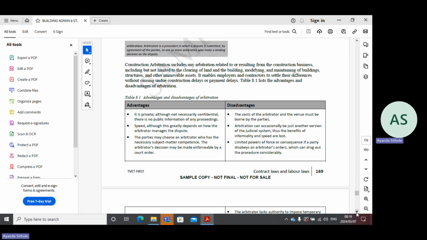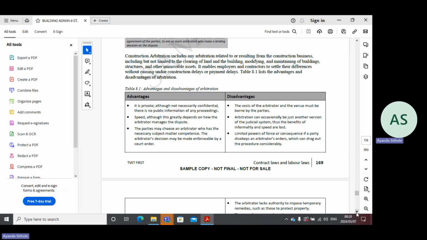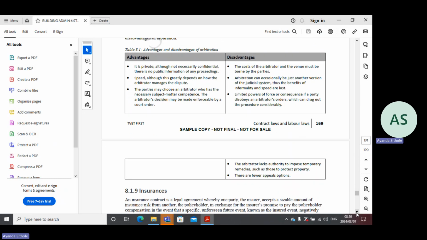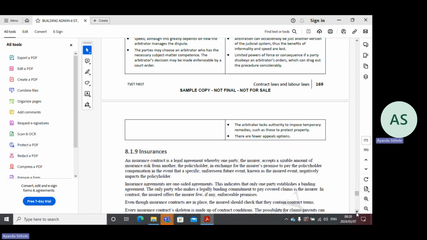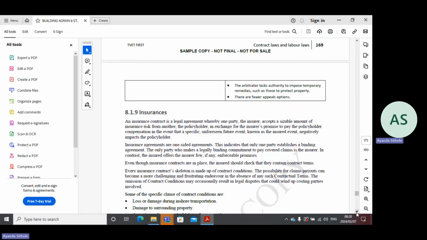Arbitration can occasionally be just another version of the judicial system. Thus, the benefits of information and speed are lost. There is limited power of force or consequence if a person disobeys an arbitrator's order, which can drag out the procedure considerably. Okay, guys, those are the advantages and disadvantages. Please go through them.